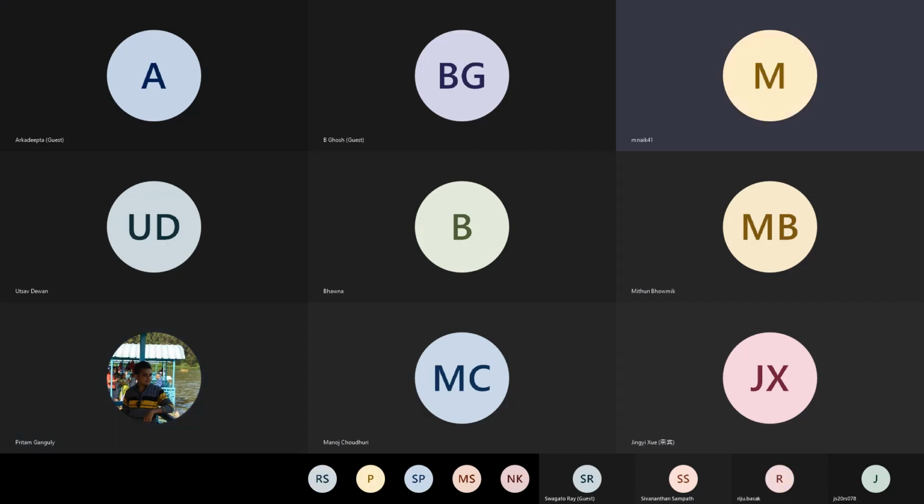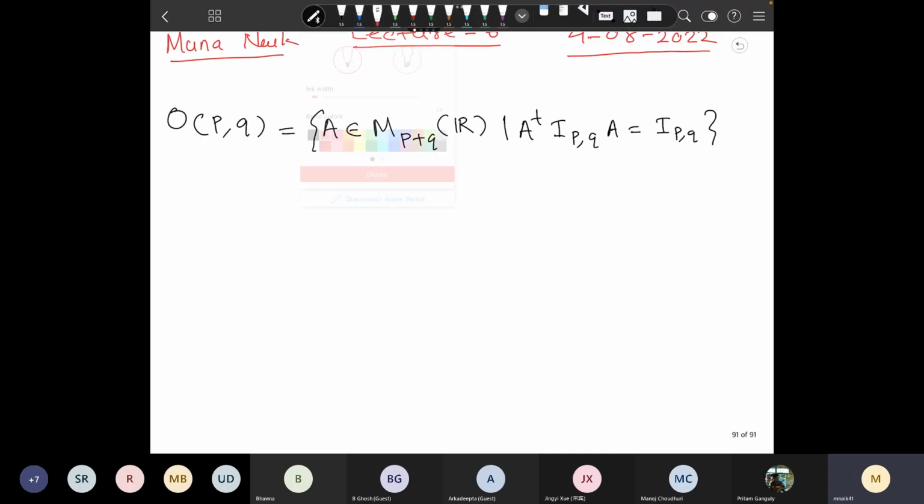Okay. So welcome to the 6th lecture on this classical Lie group. In the previous lecture, we have seen that O(p,q) has 4 connected components and SO(p,q) has 2 connected components. Now in today's lecture, we will determine precisely what are the connected components of O(p,q) and SO(p,q). Okay. So a small observation.